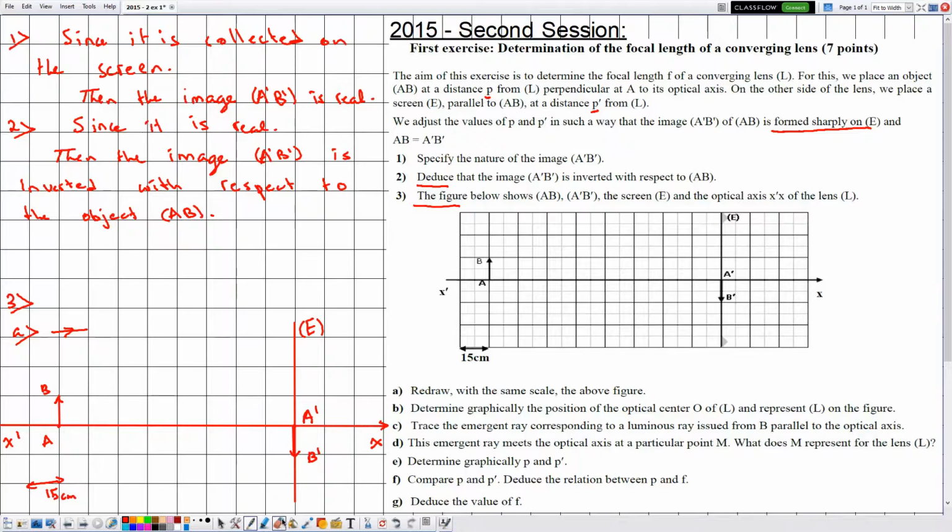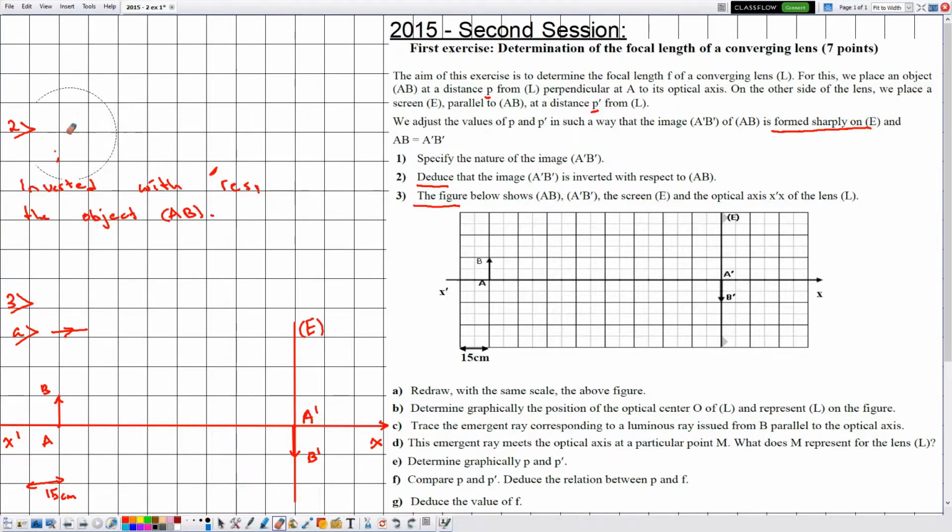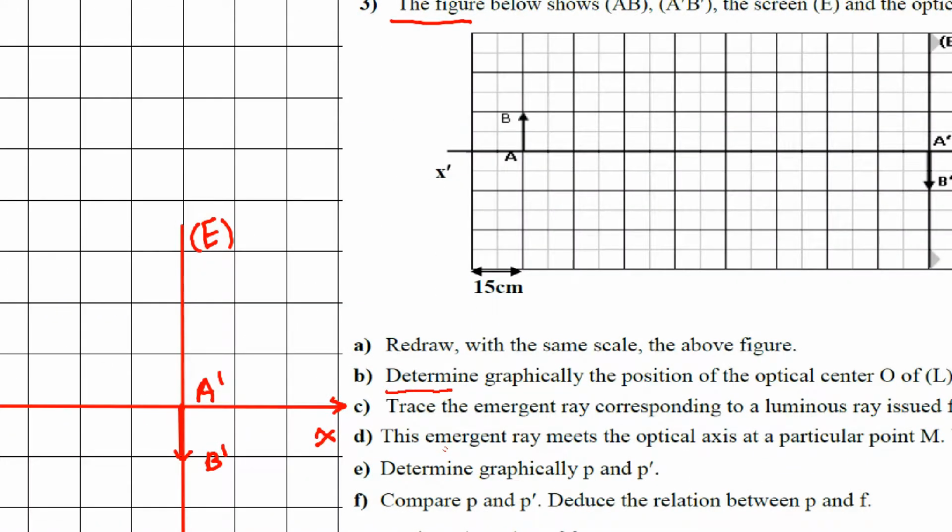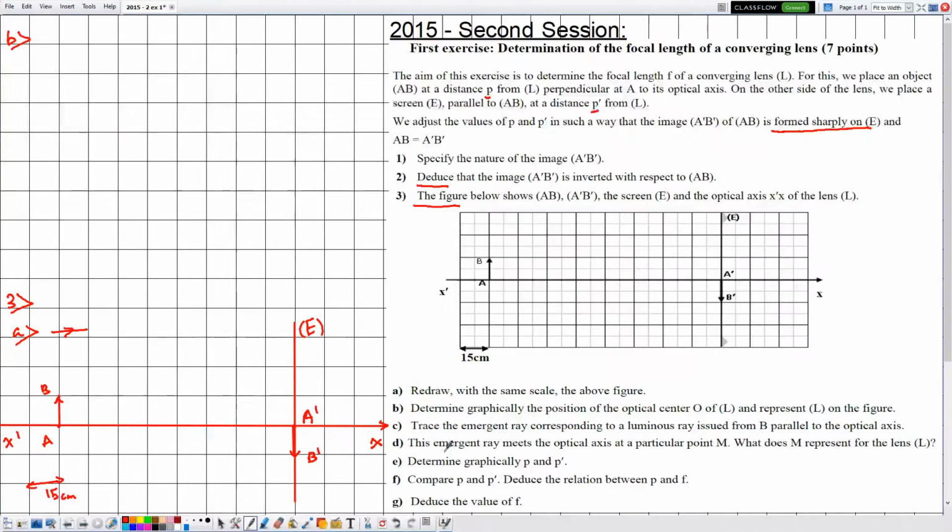Hope we didn't forget anything. Now in part B, they are telling me determine graphically the position of the optical center O of L and represent L on the figure. So the word here determine means that we need to trace and justify at the same time. So first let's trace the optical center.